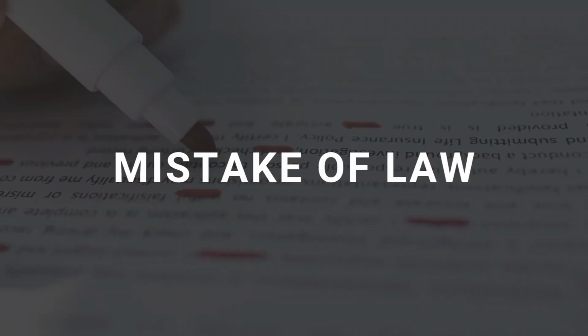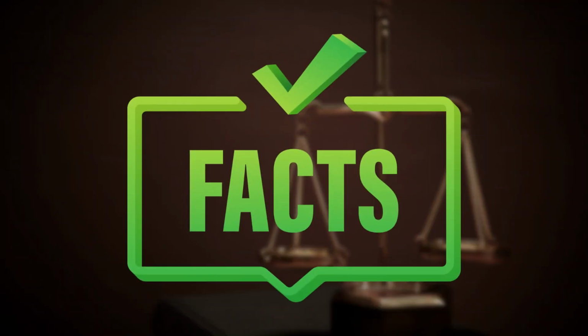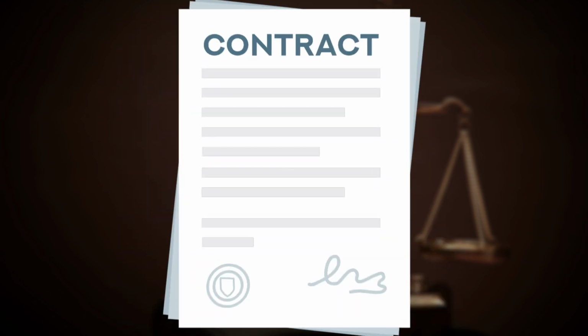Mistake of law. Like we have discussed mistake of fact. Mistake of fact means where the factual information, that means the information pertaining to the contract, is omitted, whereas mistake of law is the second thing.